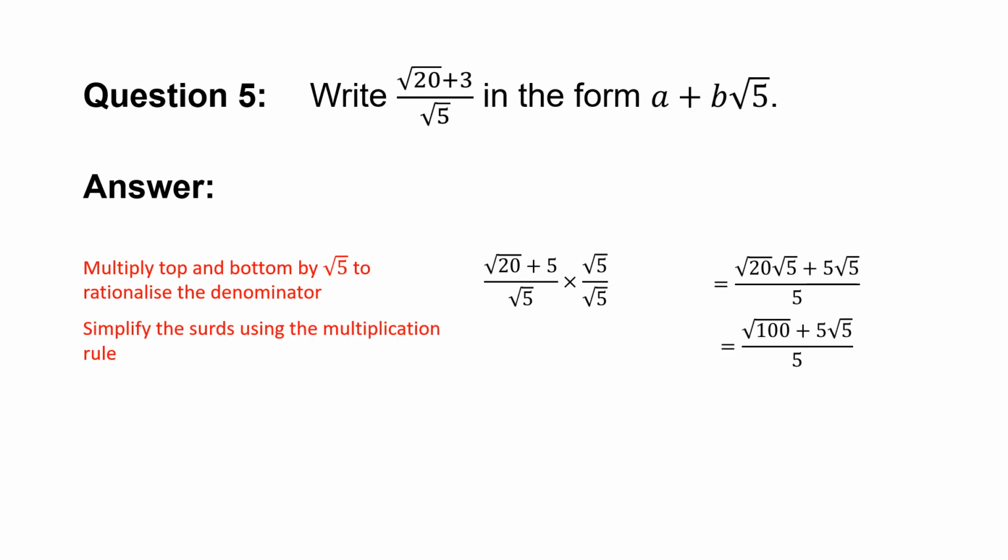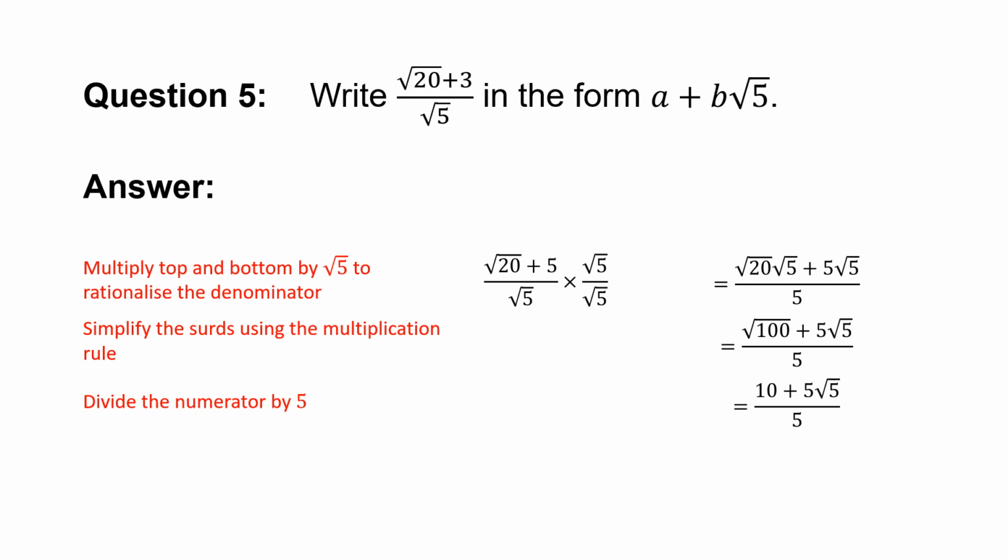We can simplify this, so root 20 times root 5, using the multiplication rule, can be expressed as root 100. And then we have the plus 5 root 5, which can't be simplified, over 5.